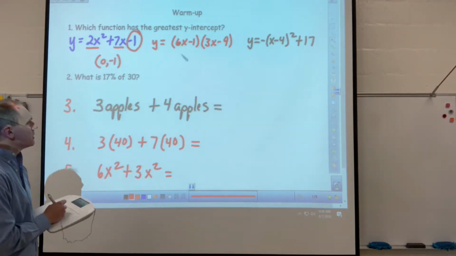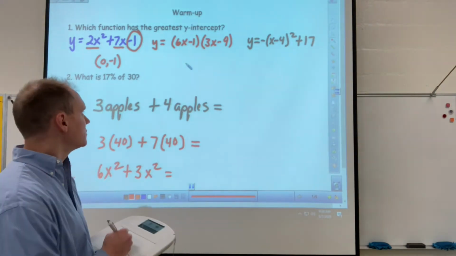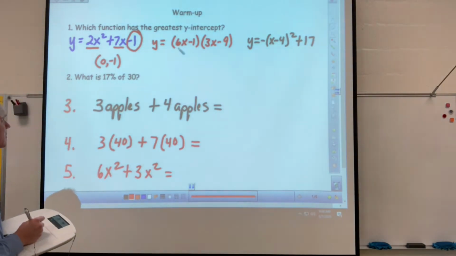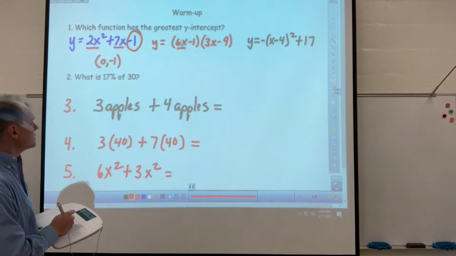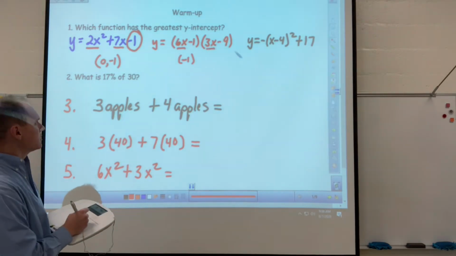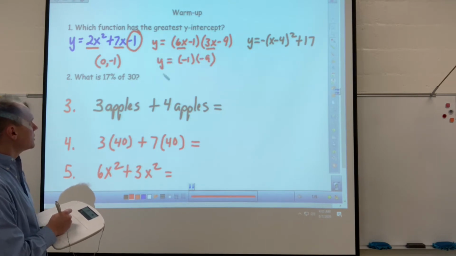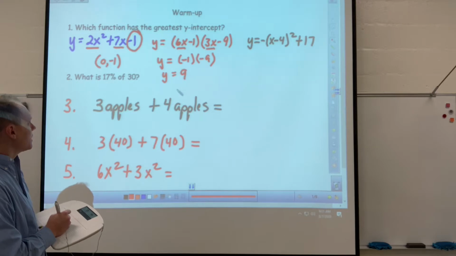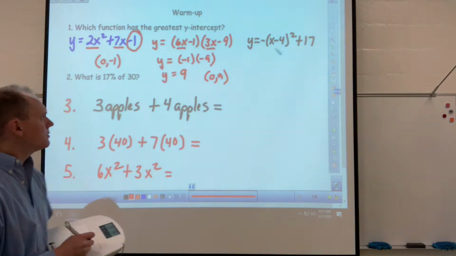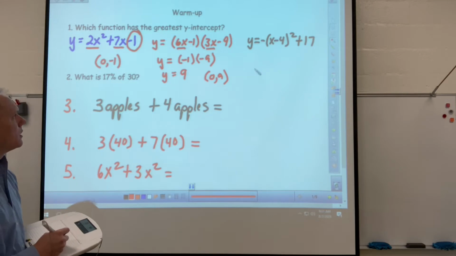In the second one here, again, you could substitute 0 in for x. It's not as easy as the first one, but you can still do it. When x is 0, this whole term is 0. So really it's 0 minus 1, which is just -1. When this x is 0, 3 times 0 is still 0, so you're going to get -9. Multiplying those together, you're going to get +9. So the point (0, 9) is there. So right now that's greater than -1, and so that would be the answer.